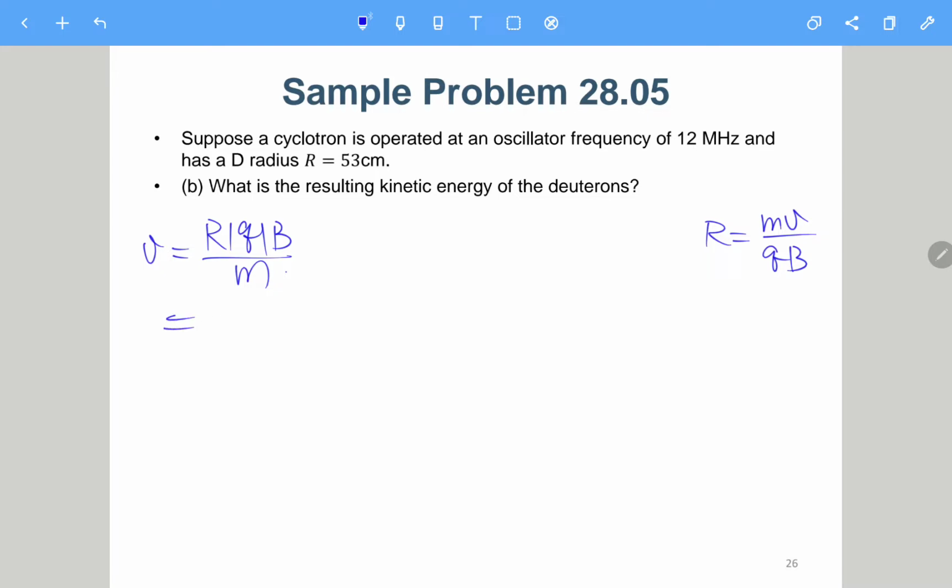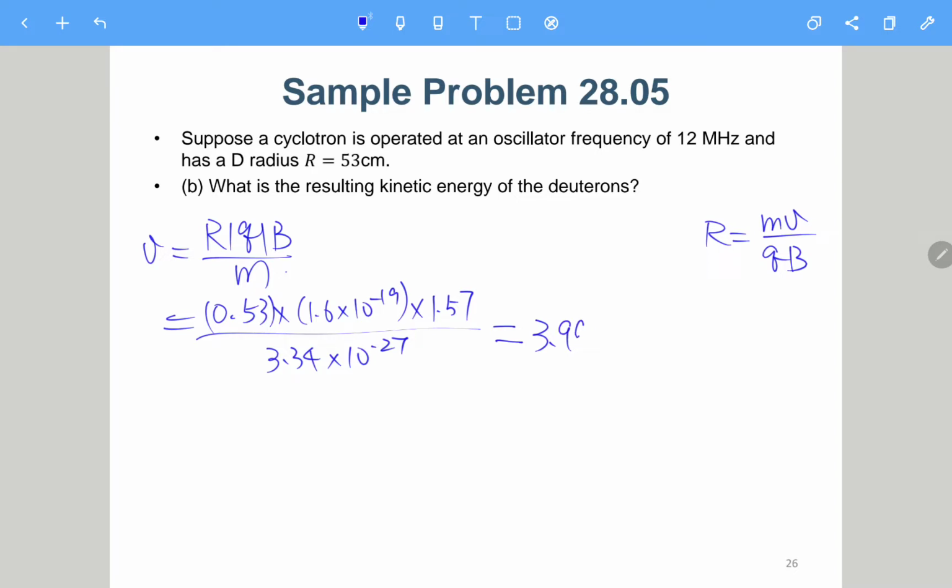So we can plug in the values. r is 53 centimeter, 0.53 meter, times q is 1.6 times 10 to the minus 19, times 1.57, and then over 3.34 times 10 to the minus 27. So this number is 3.99 times 10 to the 7th power meter per second.